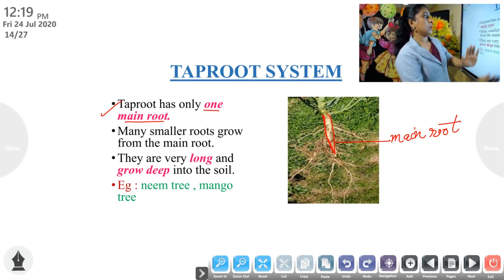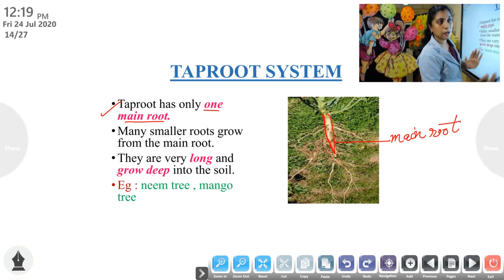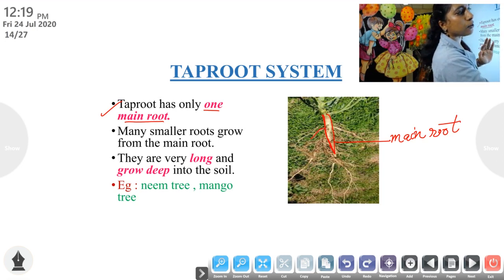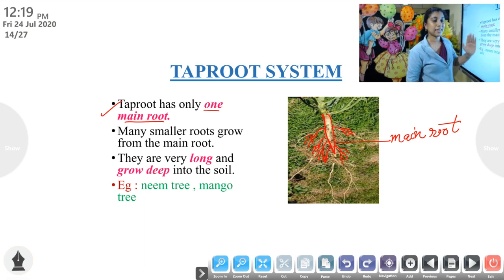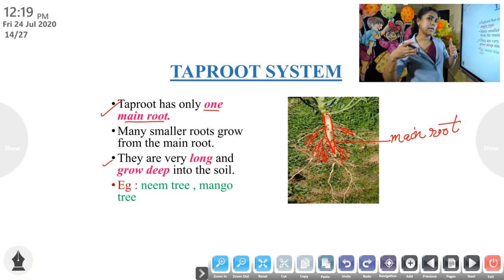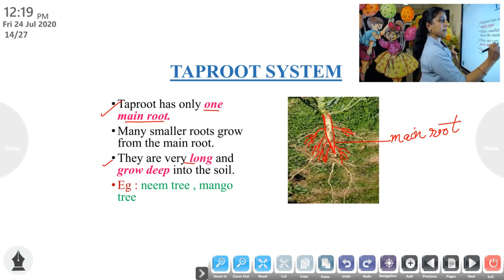And see the picture? From the main root, many smaller roots arise. Is it clear? From the main root, many small roots arise. That is the second point. And third one, they are very long. The taproot system is very long and they grow deep into the soil.